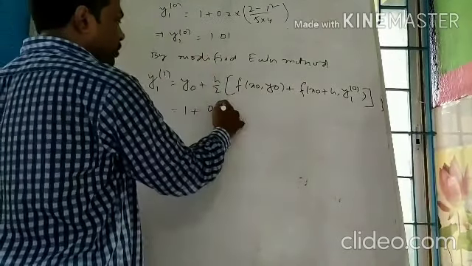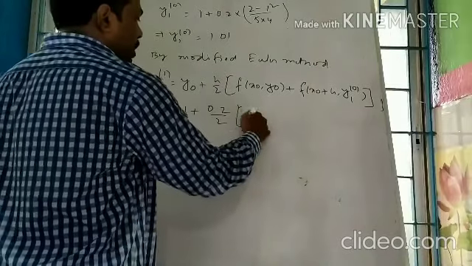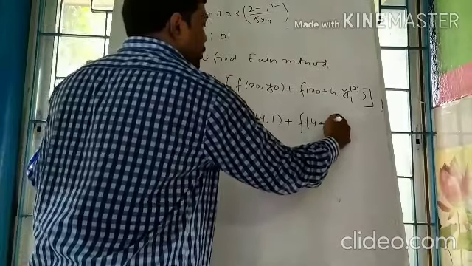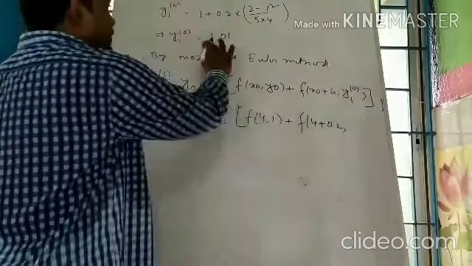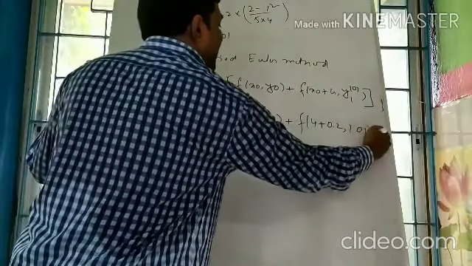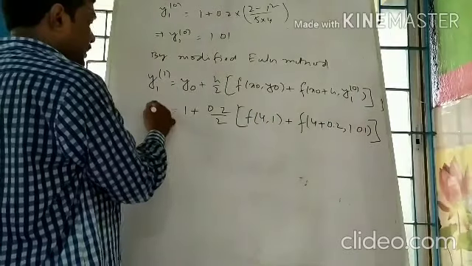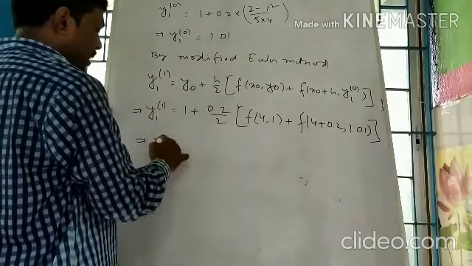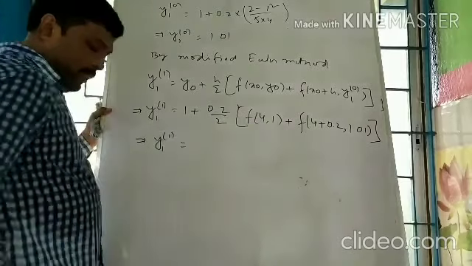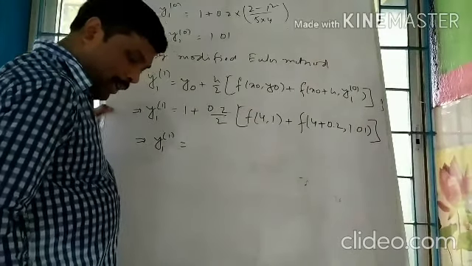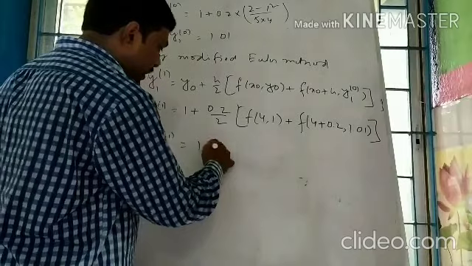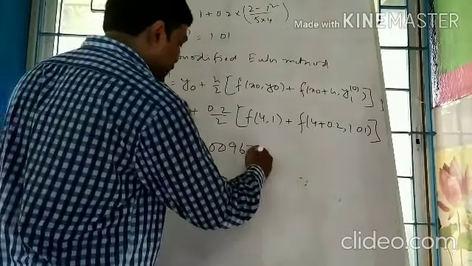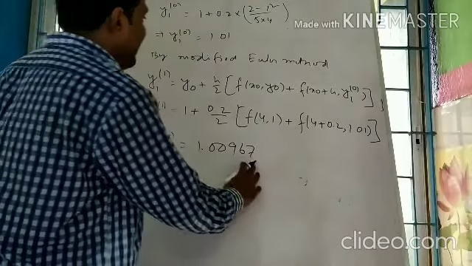So it is 0.2 by 2, f of x0 is 4, y0 is 1, plus 4, plus 0.2, y10 is 1.01. Just simplify. So y11 is 1.00967. Okay. So y11 is 1.00967.